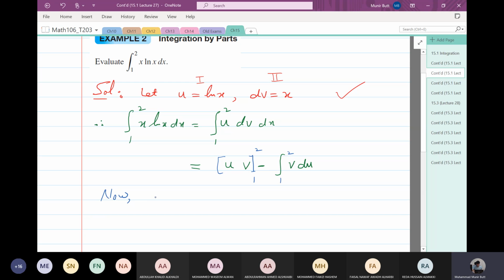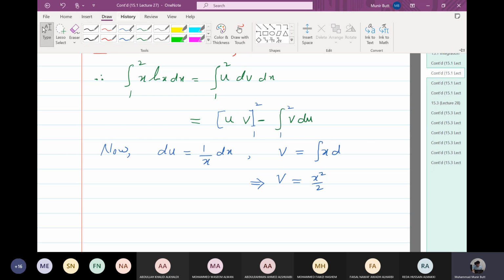So now you need du. So du is the differential of this u, so it is 1 over x derivative and then dx. And what will be the integration? v is equal to the integration of x dx. So this implies that v is equal to x square over 2 plus c, whatever.